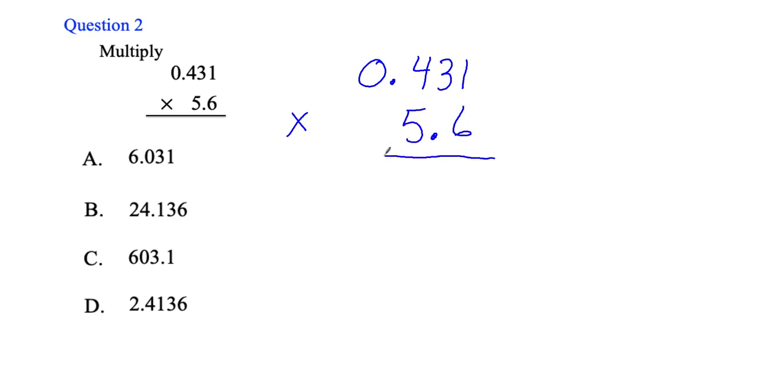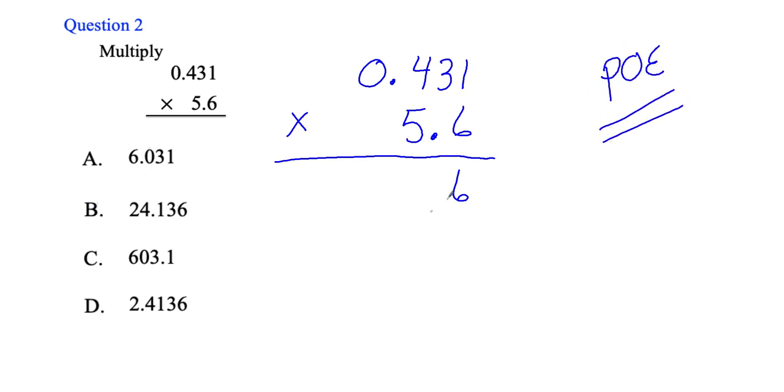Let's multiply the first piece of this. 6 times 1 is 6. My answer must end in a 6. So any answer that does not end in a 6, we can eliminate. And again, this is called the process of elimination, POE.